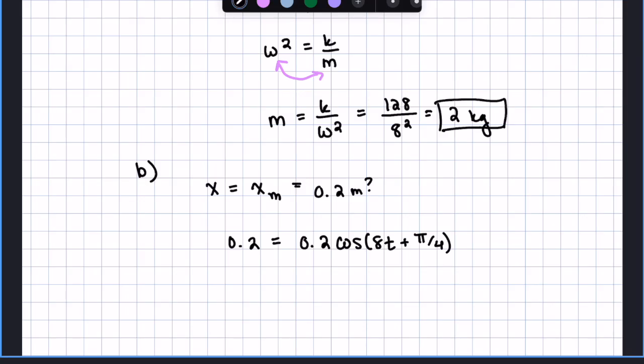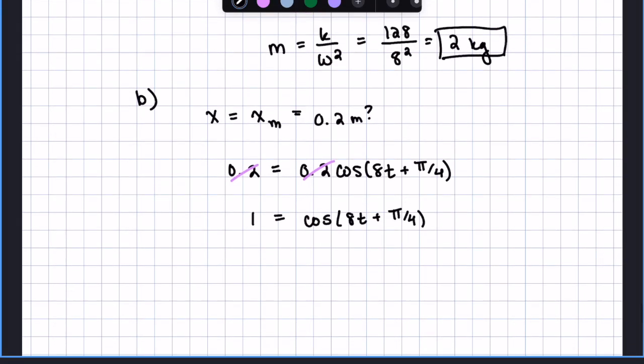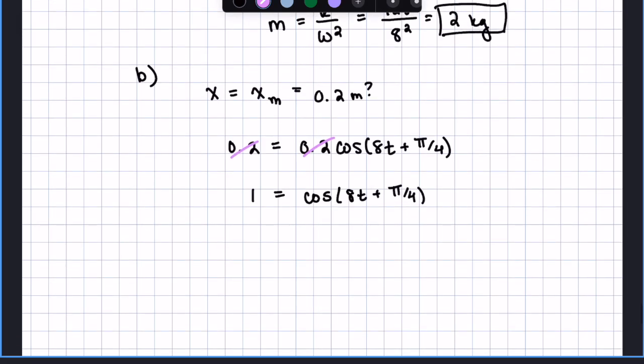So my 0.2 will cancel out from both sides. That'll give me a 1 equals cosine of 8t plus pi over 4. If I take the inverse cosine of both sides, or if I just think about what angle inside of my cosine gives me a 1, that would be 0. But we can write out our inverse cosine of 1 is going to be equal to 8t plus pi over 4, and then inverse cosine of 1 is 0.